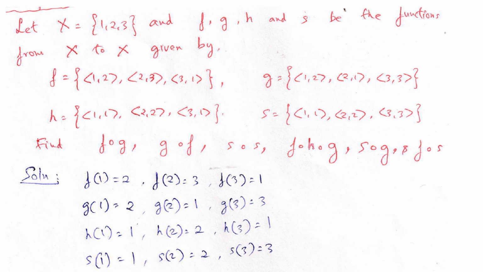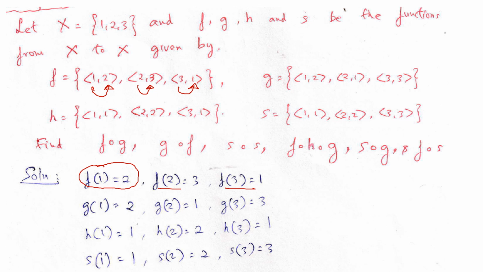Before we start each of these, first we should list out the data available in the problem. For example, here first is f of 1 is equal to 2. How are you getting this? You look here, f of 1 is 2. Next, f of 2 is 3. Then f of 3 is 1. That is how we are able to write this.